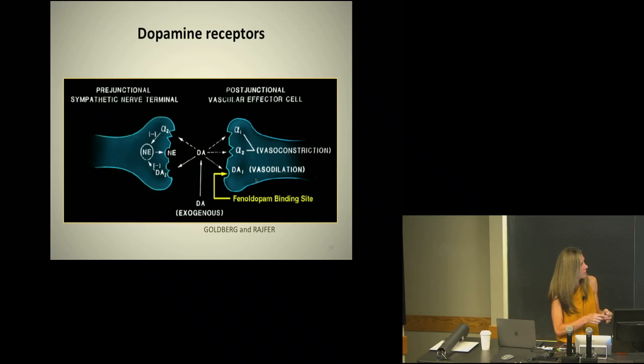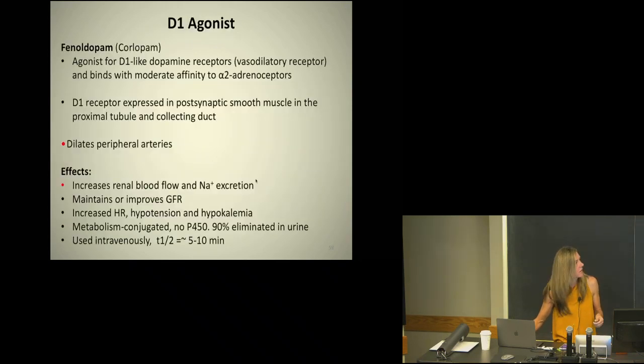And for many reasons, it's a very attractive drug because in this next slide, I'll show you where the dopamine 1 receptor is. Here we have the presynaptic nerve terminal where the norepinephrine is released, and the dopamine 1 receptor is right here in the postjunctional vascular cell. When that is stimulated, it causes vasodilation. Okay? So it would be attractive if we could develop an agonist to this dopamine 1 receptor. And that's what they've done.